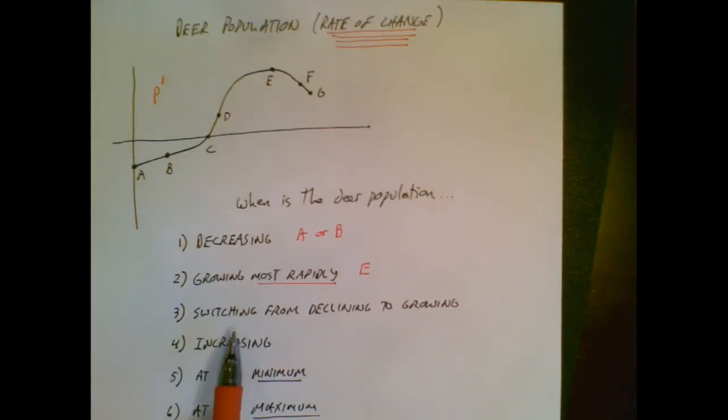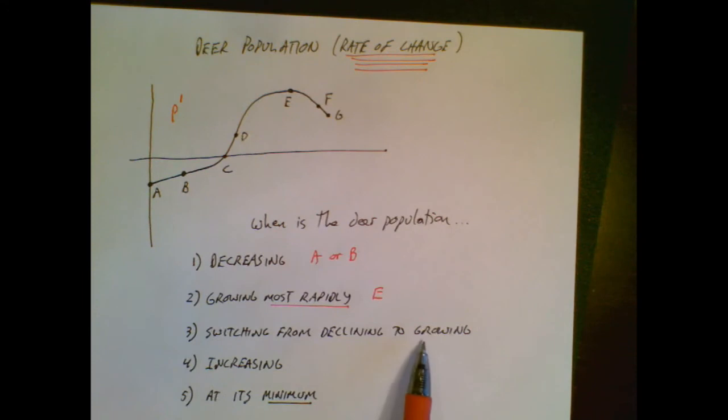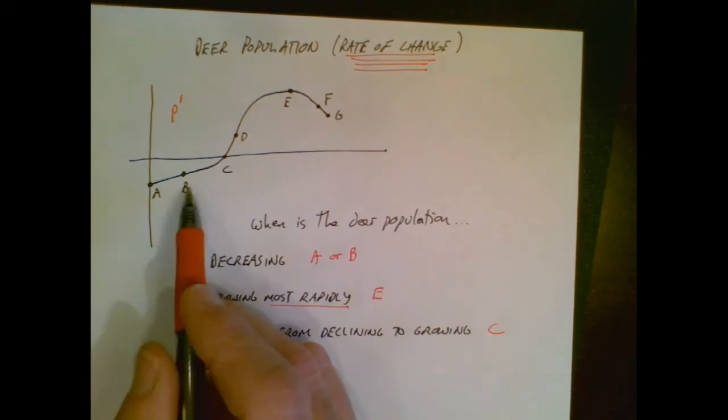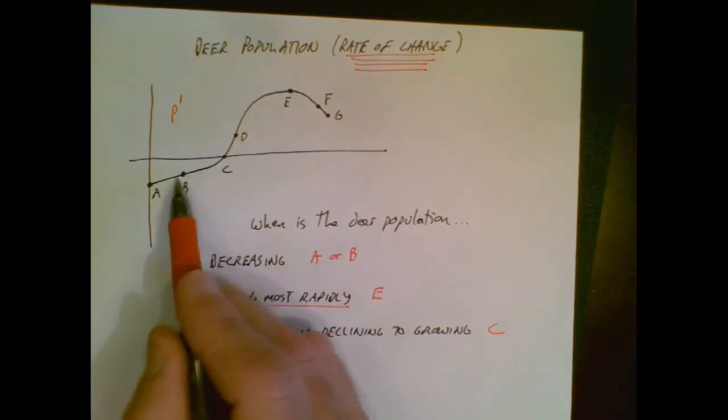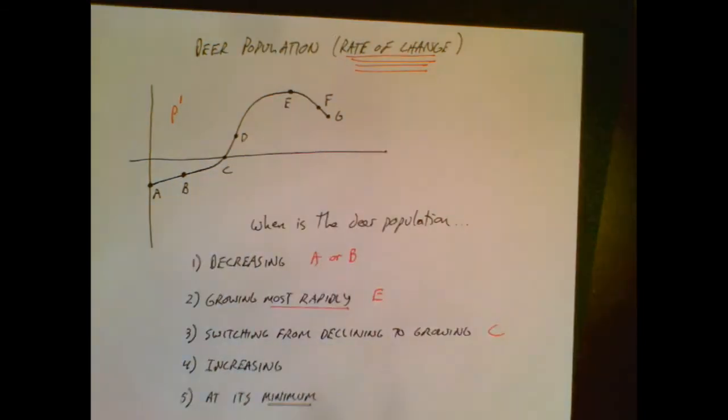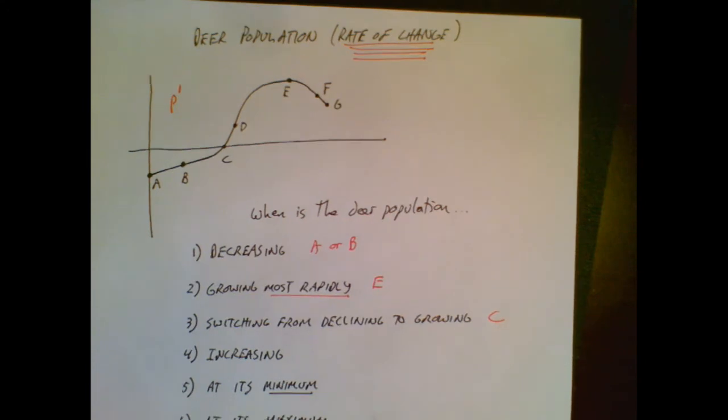When did the deer population switch from declining to growing? At C. Because the derivative went from a negative y value, negative slope on my real graph, to a positive y value, positive slope on my graph.